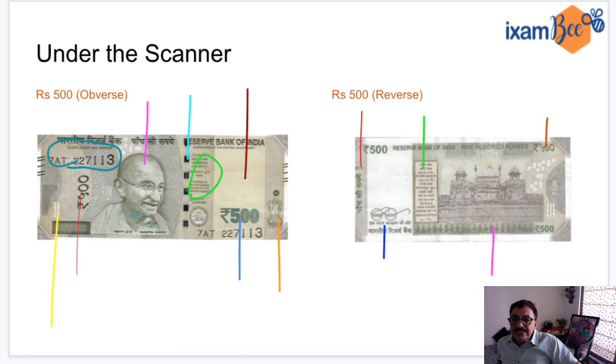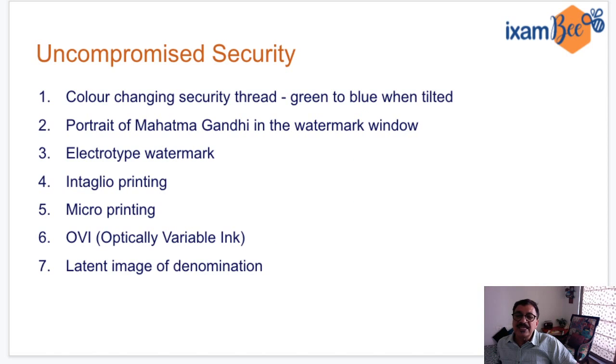Then in this, here you have again a watermark of Mahatma Gandhi. Portrait of Mahatma Gandhi in the watermark window, and it's an electrotype kind of watermark. Electrotype watermark meaning that it creates a strong contrast in light with the surface, essentially. So when you see it against light, you can see the outline of the watermark and the face of Mahatma Gandhi smiling at you.